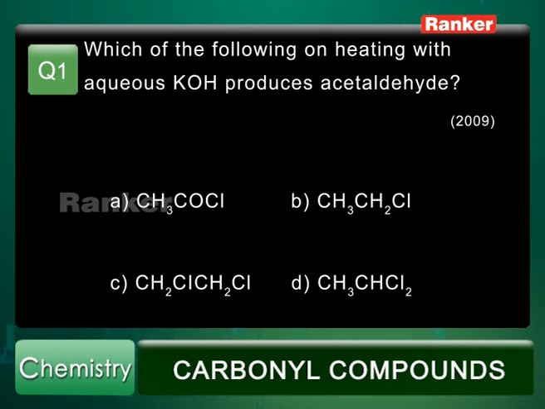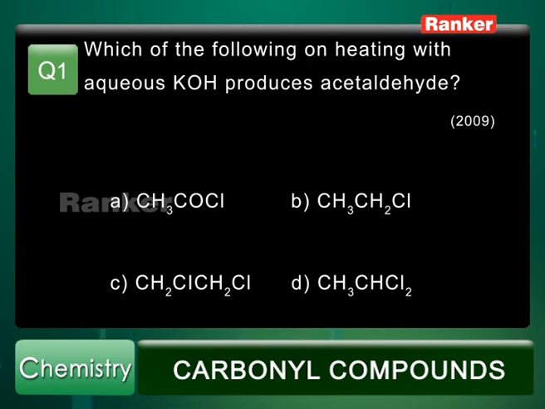It appeared in 2009. The first option is acetyl chloride, acetic acid chloride. B is ethyl chloride. Option C is 1,2-dichloroethane. Option D is 1,1-dichloroethane.